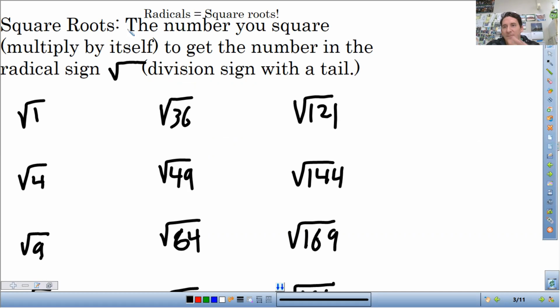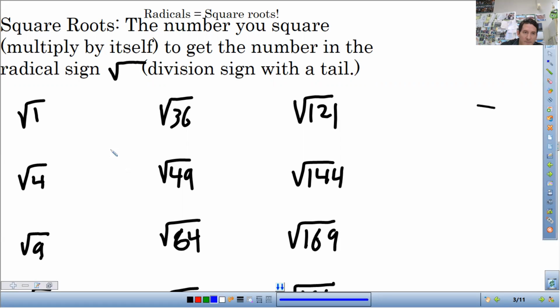All right, it's going to be helpful for you to know the perfect squares through 15. And we're going to go over those real quick, but a radical is just the square root. The square root symbol looks like a division sign with the tail. What the square root means is, when you take the square root of a number, what number do you multiply times itself to get the number in the square root? So it's the opposite of squaring something. So let's go through these perfect squares, what we call them, because they come out to whole numbers.